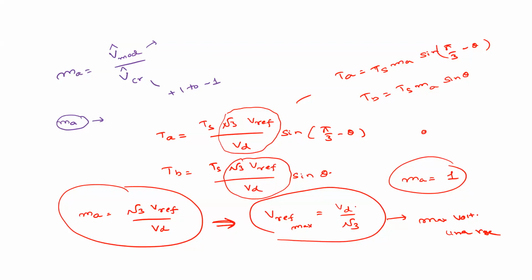The same value is obtained, right? This VD by root 3 will be the maximum radius of that inscribed circle. The modulation range always varies from MA 0 to 1, plus or minus on both sides.